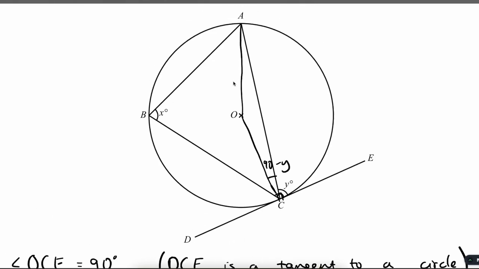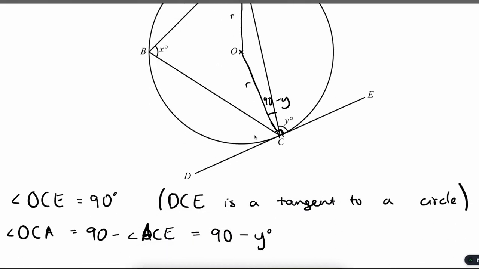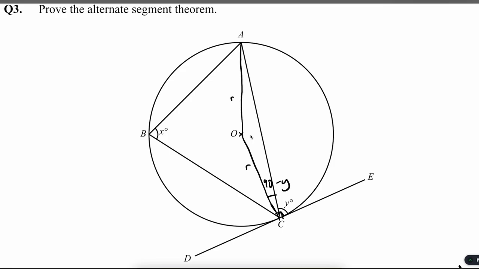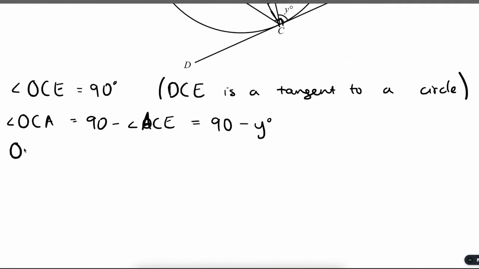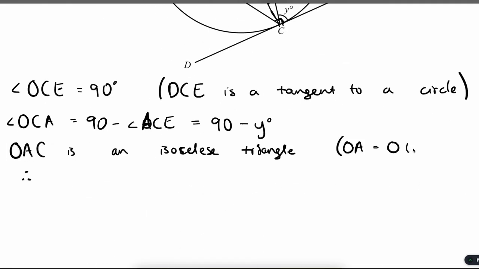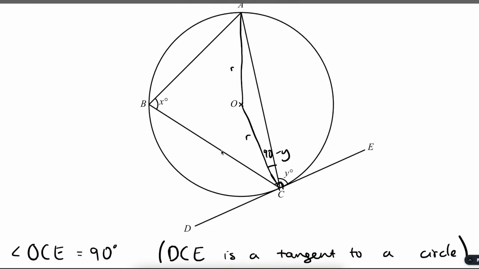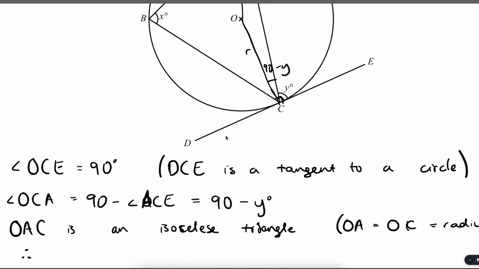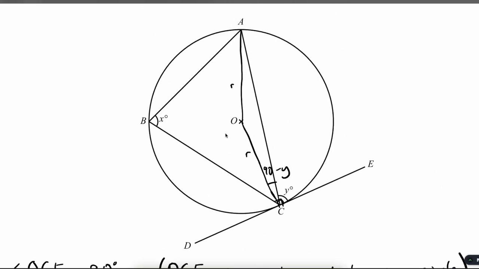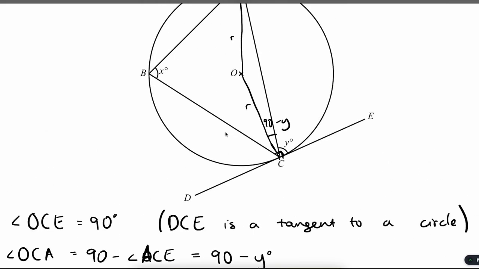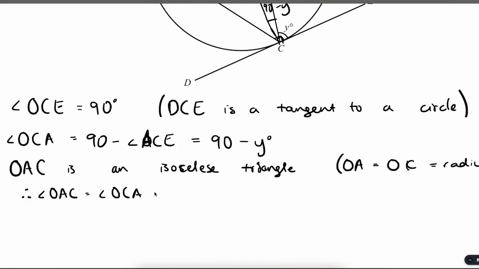Now we also know that this is a radius here, and this is a radius here. So we know that OAC is an isosceles triangle: OA equals OC, which equals the radius. That's how we know that it's an isosceles triangle. And that tells us that OAC is equal to OCA, which is equal to 90 minus y degrees.